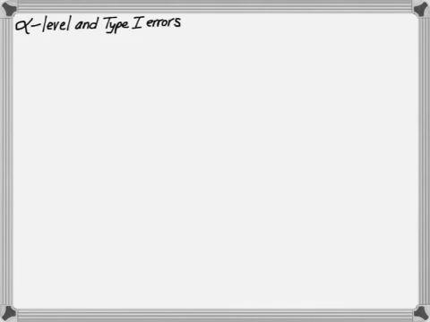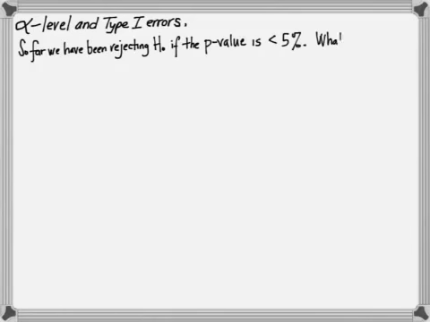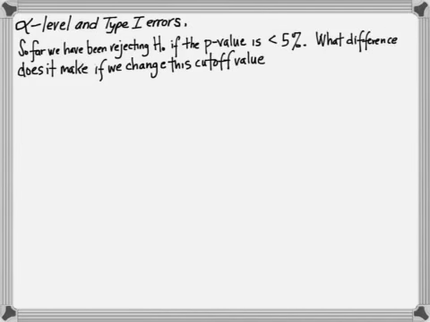So alpha levels and type 1 errors. So far we've been rejecting the null hypothesis if we get this p-value under 5%. We saw that in the example problem, it was a lot less than 5%. And that 5% was just a number I told you. It's like, okay, just choose this as sort of a magical line in the sand. Less than 5%, reject. Not less than 5%, fail to reject. What difference does it make if we change this cutoff value? I want to think about what the meaning of this 5% is that we've been using.